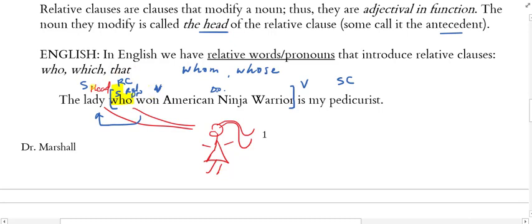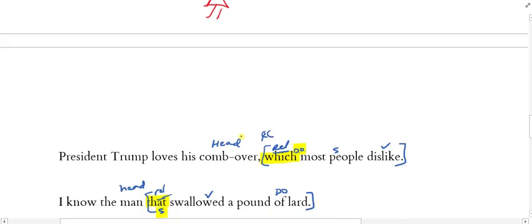Yes. The lady who is my pedicurist is the same lady who won American Ninja Warrior. So the head and the relative pronoun, which is also described as a resumptive pronoun, these two are co-referring. They refer to the same entity, the same participant. Take a look over here.